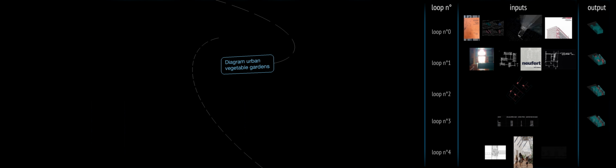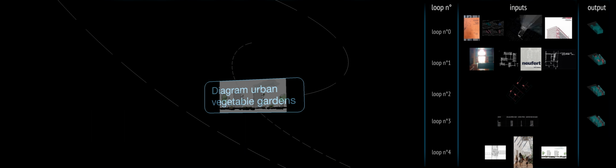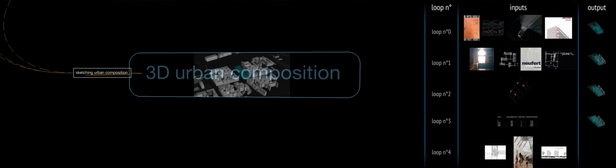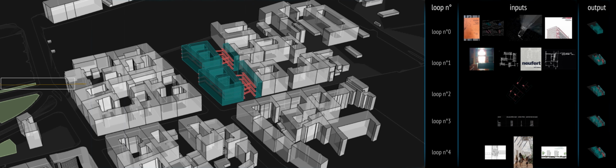Informing input, diagram gardening concept. Again, to make the inhabitants of the plot meet and gather, I imagined a system of shared vegetable gardens on the ground floor and at a smaller scale on the access balconies. This space had to be created on the ground floor and changed my global urban design. This 3D model is the output of the last loop of sketching urban composition.